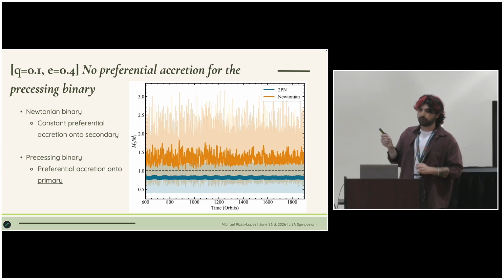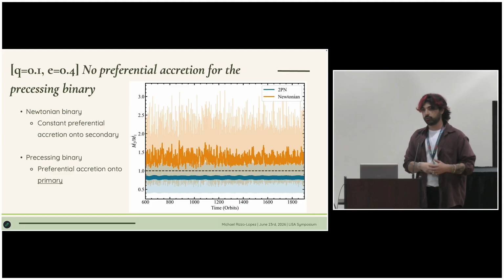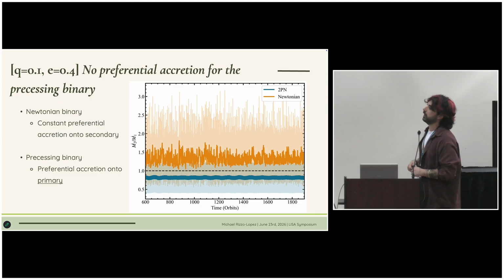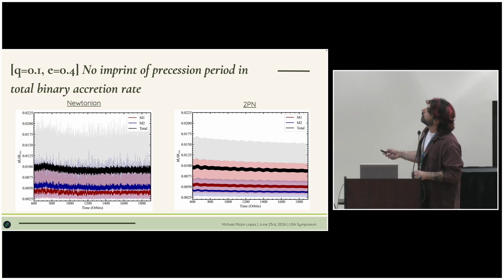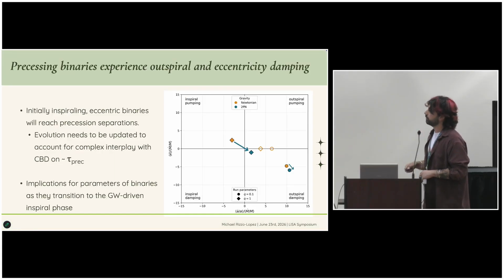Interestingly, when we look at the preferential accretion rate again, we see that our precessing binary no longer preferentially accretes. So that's the blue line. This is on an orbit-averaged sense, so roughly over a full orbit, there is not consistent preferential accretion onto the secondary, whereas the Newtonian binary has constant preferential accretion over the timescale of the simulation. This is, again, just the component accretion rates, which I'm just going to go past because the accretion ratio showed that.